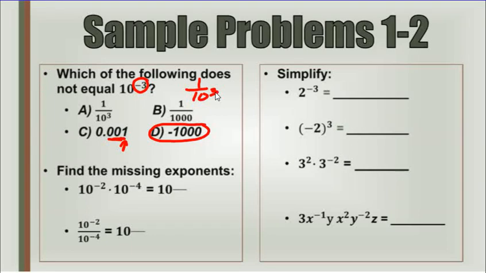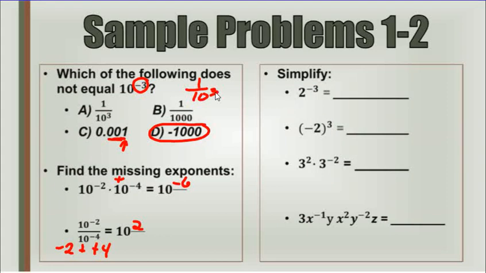The second example, find the missing exponent. Remember, when you multiply like bases, you add the exponents. The negative 2 plus a negative 4 gives us a negative 6. And then when we divide like bases, we subtract the exponents. So this one is a negative 2 minus a negative 4. And remember, when we subtract a negative, you're really adding its opposite. So negative 2 plus 4 is a positive 2. So it would be 10 to the second power.